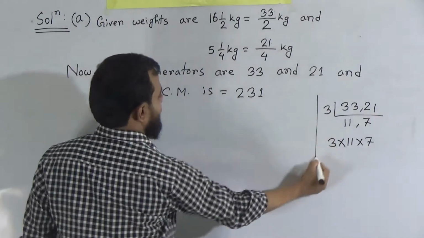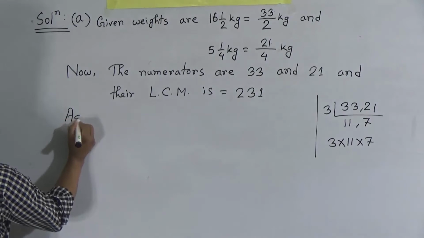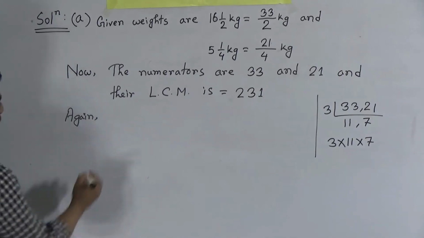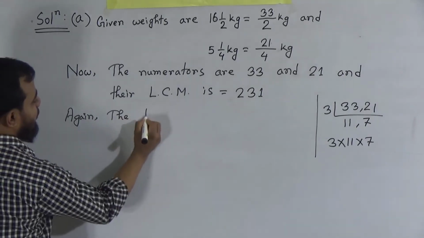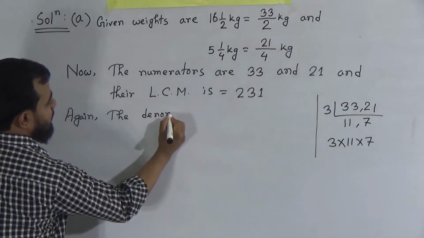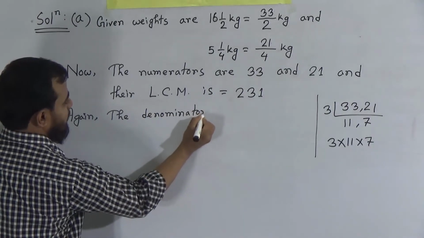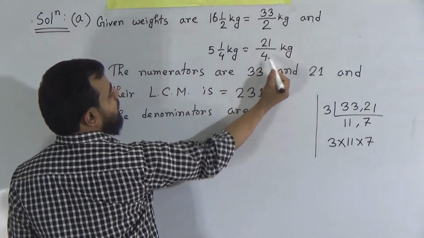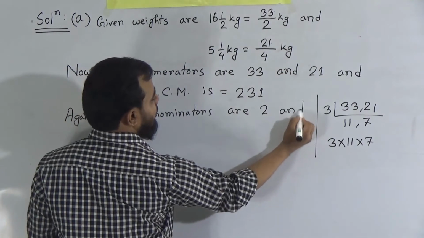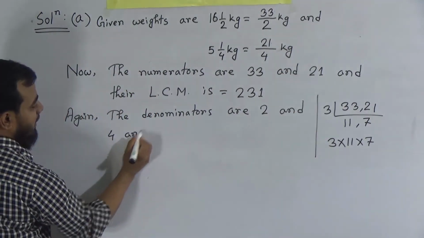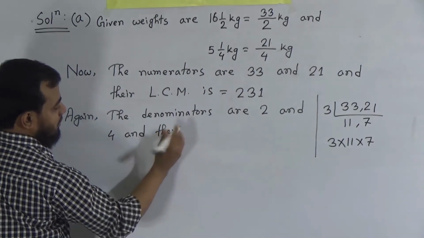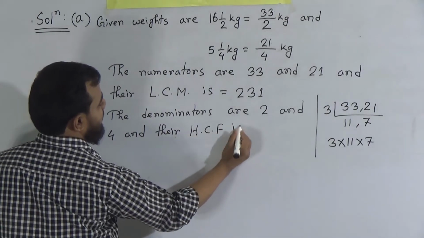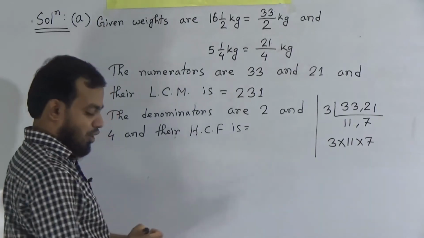And now again we have to calculate the HCF of the denominators. Again, the denominators are 2 and 4, and their HCF is, we have to find out the HCF of 2 and 4.